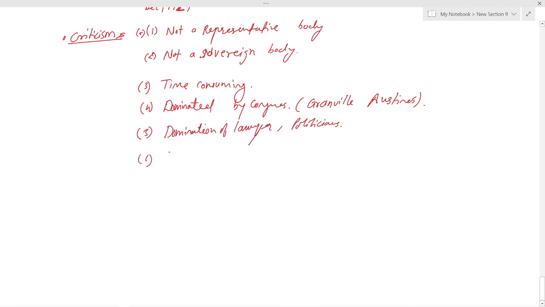There is also one criticism that it was dominated by Hindus. Lord Vincent Simon called it a body of Hindus, and even British Prime Minister Winston Churchill commented that the Constituent Assembly represented only one major community in India.